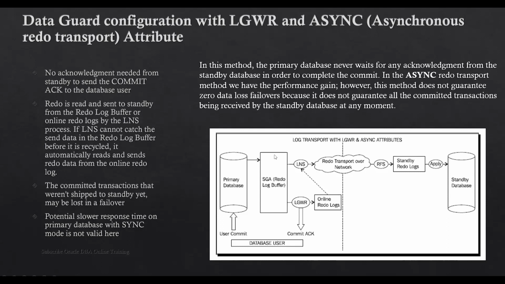So whatever the changes are there, they will be written directly through the LNS process. They will be getting transferred, and along with that, the LGWR process is also working in parallel. It will be writing those changes into the online redo log files, and a commit acknowledgement happens directly. So there is no wait for synchronization from the RFS process to the LNS and then sending those requests back to the LGWR. This is the complete information about the Data Guard configuration whenever you are using LGWR with async operation. That is called asynchronous redo transport attributes.